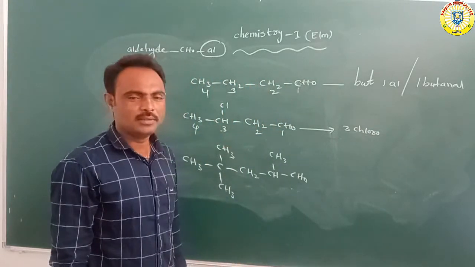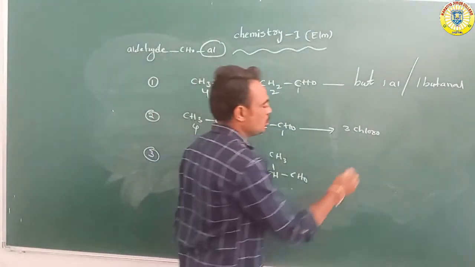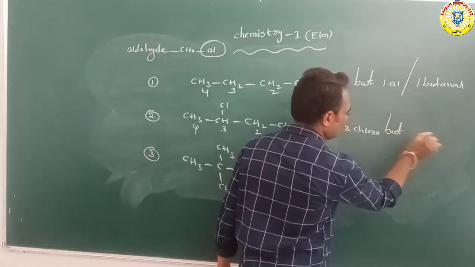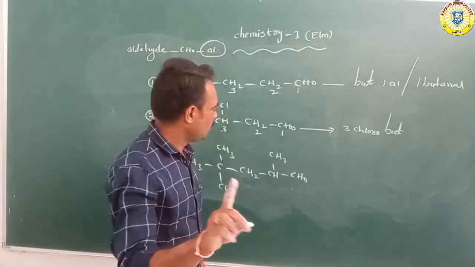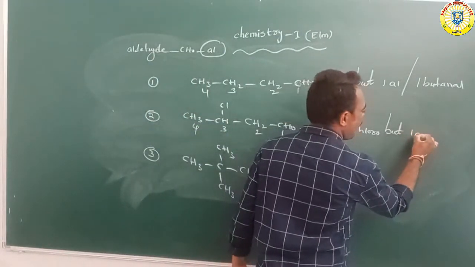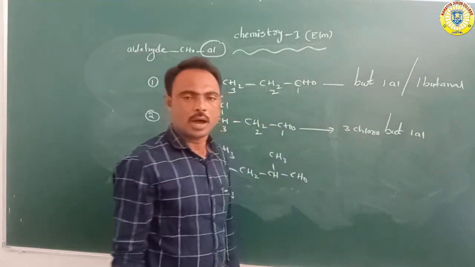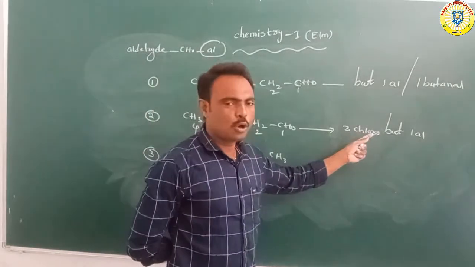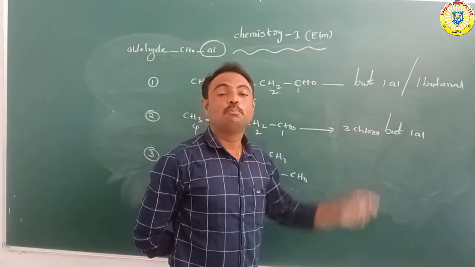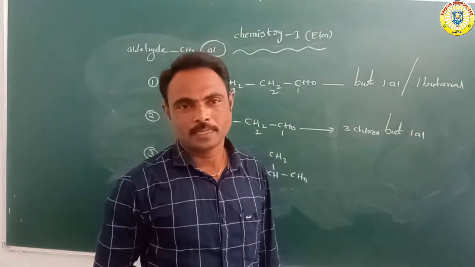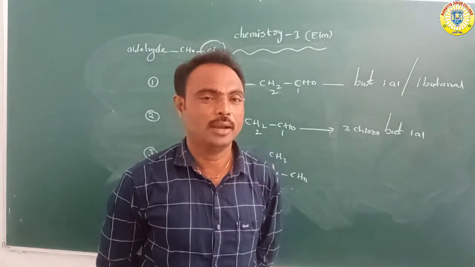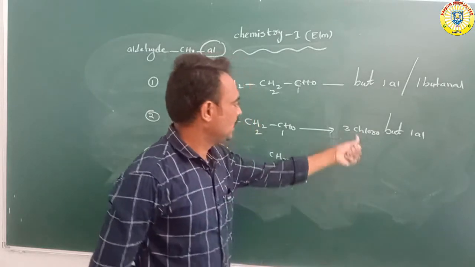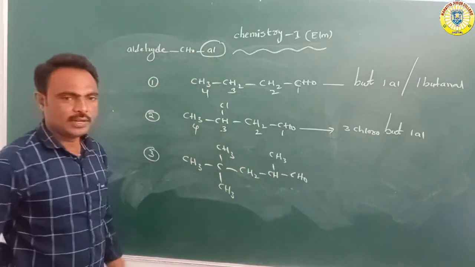How many carbons? 4 carbons. So but 3 chloro, 1 all. Or 3 chloro, 1 butanol. 3 chloro, 1 butanol. Okay, so that is the second one.